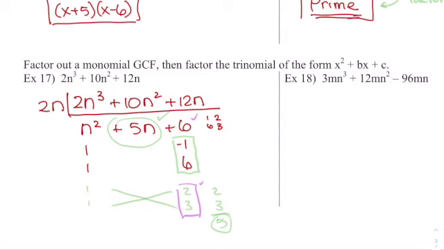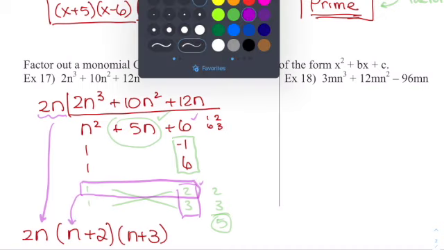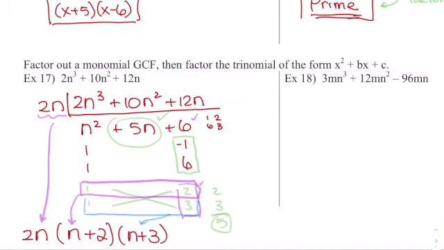All right, so the answer is going to be 2n in the front and then n plus 2 and n plus 3. 2n right here comes down right there. And the answer across, that's the first one. And the answer underneath, that's this one. So now I would like you to try number 18.